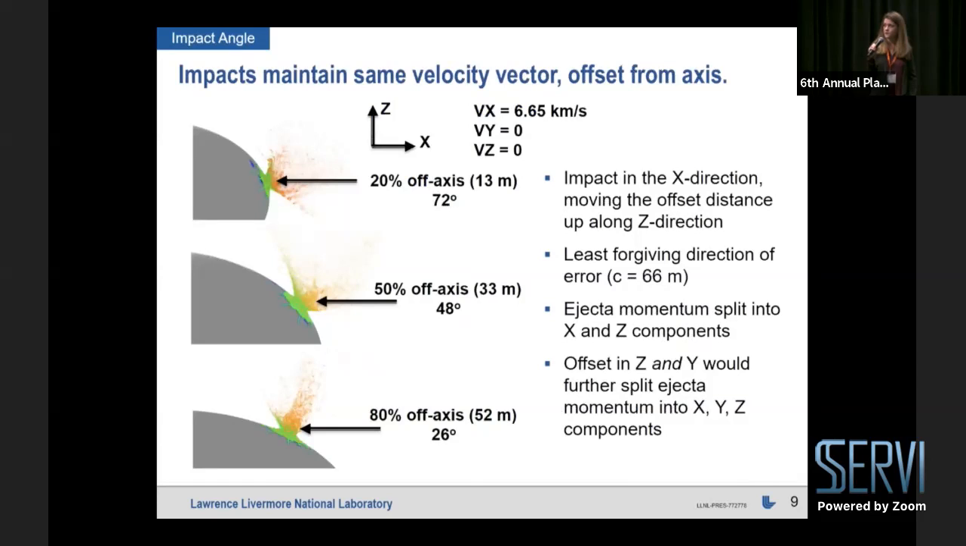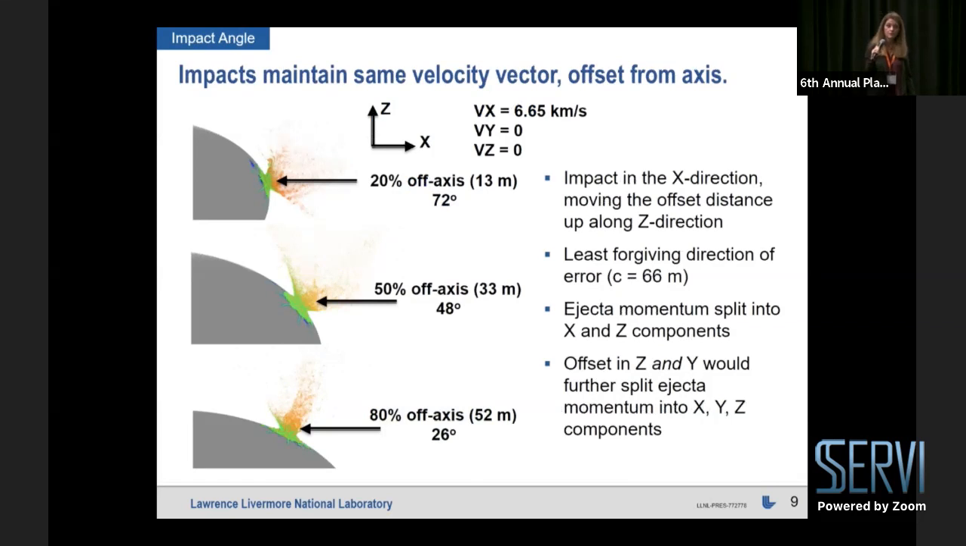We're moving in the least forgiving direction of error, which is the semi-major axis, 66 meters. We don't know the shape, so even small targeting errors could potentially lead to a large impact angle. So we're interested in testing that. And what this does effectively is split the ejecta momentum into x and z components.